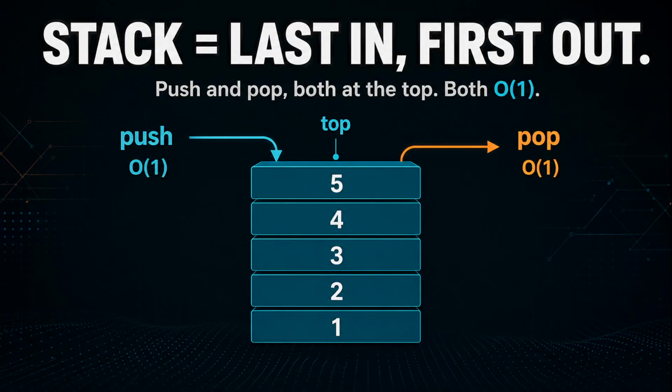A stack is a vertical pile. You push values on the top, you pop values off the top. That is the entire interface. The most recent thing in is the first thing out. People call that last in, first out, or LIFO. Both push and pop are O(1). Nothing has to slide, nothing has to copy.